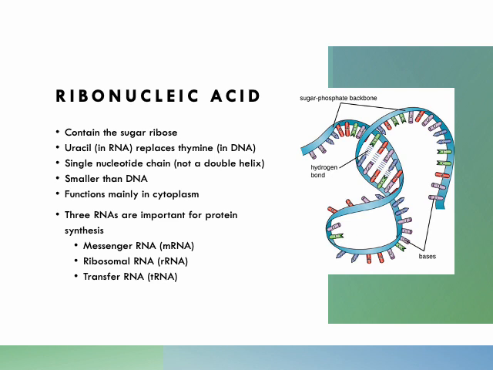Okay, RNA is a lot smaller than DNA, and it's also typically single stranded. It can be double, it can pair with itself, but usually it's just one. The main function of RNA is to translate the genetic code to make proteins, and it functions mostly in the cytoplasm, the jelly middle part of the cell, not the nucleus. In protein synthesis, there are 3 RNAs that are important: mRNA, rRNA, and tRNA, messenger, ribosomal, and transfer RNA.